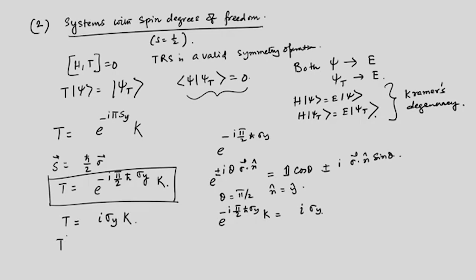Okay. So, if you want to calculate T square, this is equal to i sigma y K into i sigma y K. This is equal to i square and then sigma y square, which is equal to 1, and then K. So, this becomes equal to minus sigma y square, and this is equal to minus 1. So, that tells you that for the system without spin degrees of freedom T square is equal to 1, and with spin degrees of freedom T square is equal to minus 1.